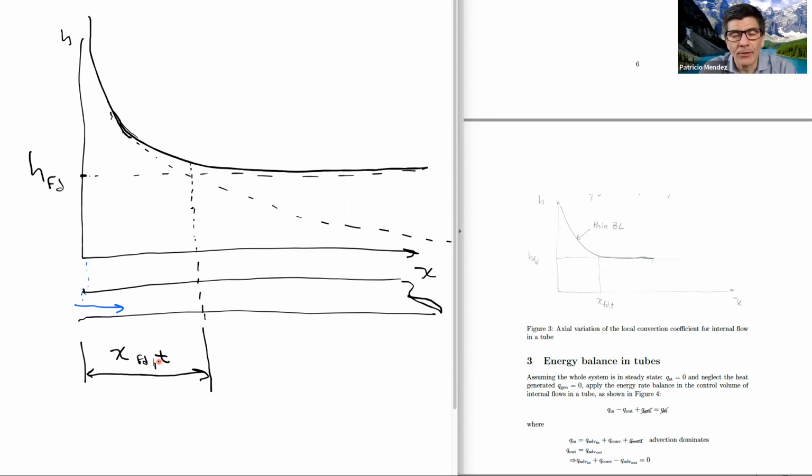So in the entry length, we have high heat transfer because the boundary layer is so thin. In the fully developed flow is when we have kind of low heat transfer, right? It's not too low, but the temperature profile is established. It's more or less shallow. It's not sharp anymore as at the beginning of a boundary layer, and that stays for the length of the tube.